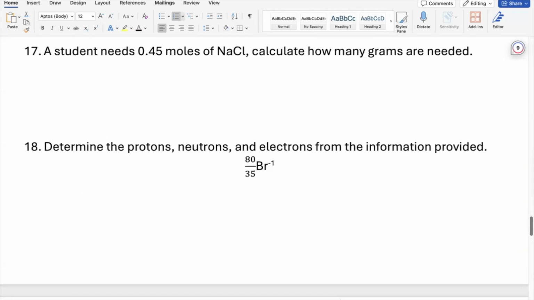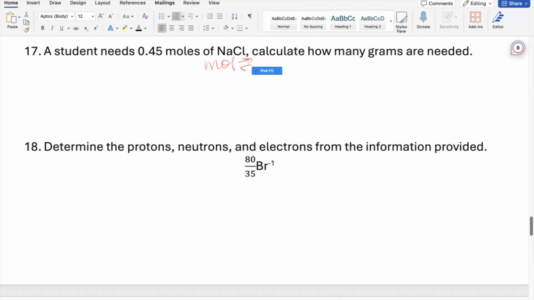All right, number 17. A student needs 0.45 moles of NaCl. Calculate how many grams are needed. All right, so this should be simple, going from moles to grams, and vice versa is a skill we need for a lot of other problems. There is a question like this on the exam where it just tests you on your fundamentals of going from moles to grams. All right.